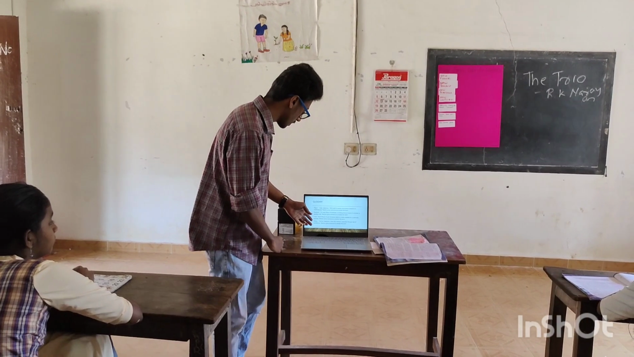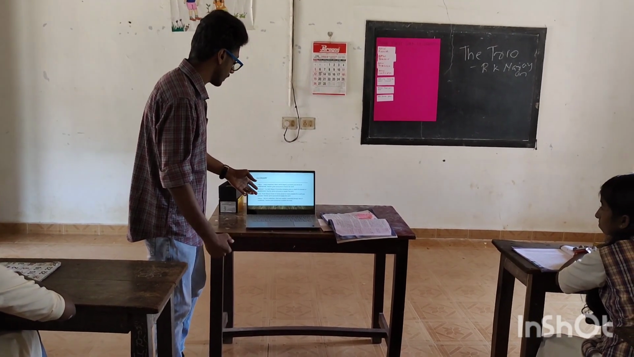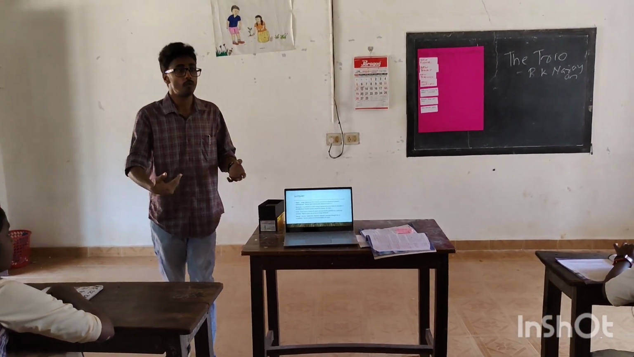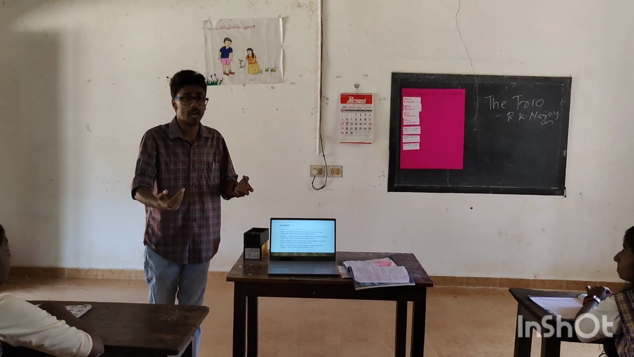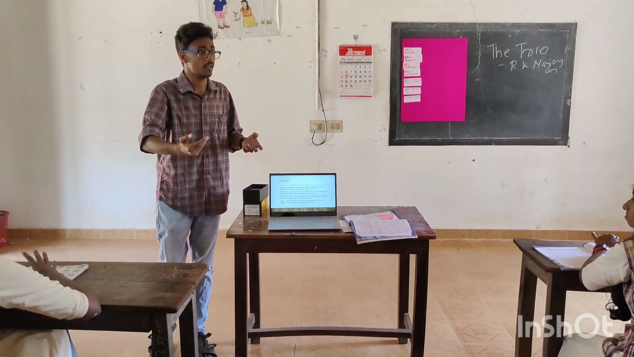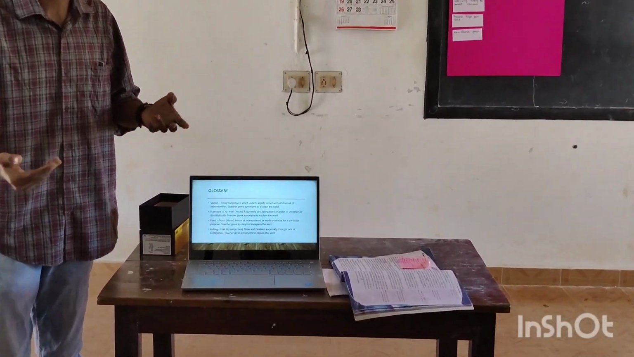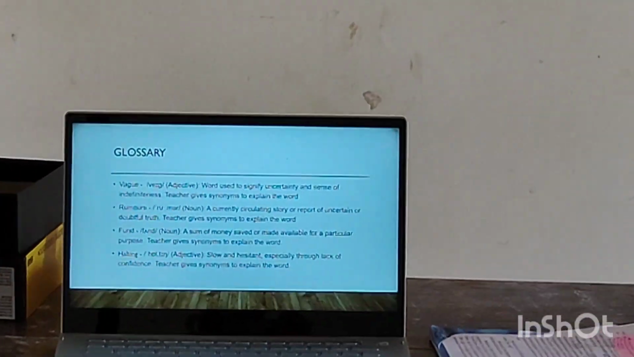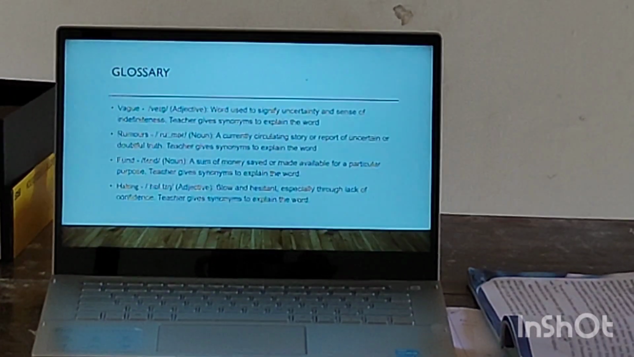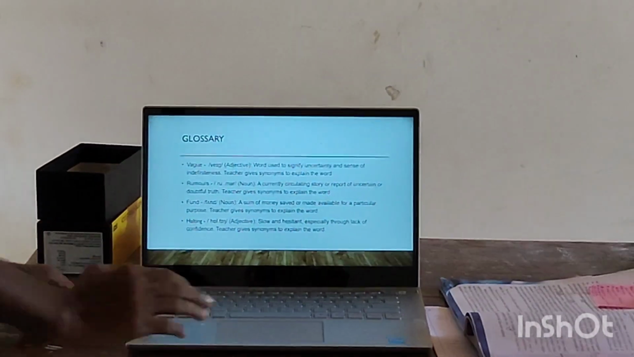Okay, what's the next term? Halting. What does halting mean? Slow and hesitant. You walk slow with lack of confidence. Everyone faces this moment of life where they lack confidence, right? They don't have the confidence to do anything. So that means they become hesitant. What do you mean by hesitant? Being reluctant and holding back without interest. Okay. Clear so far?